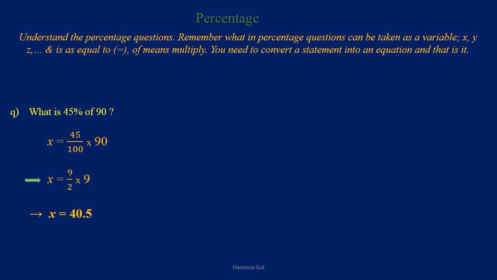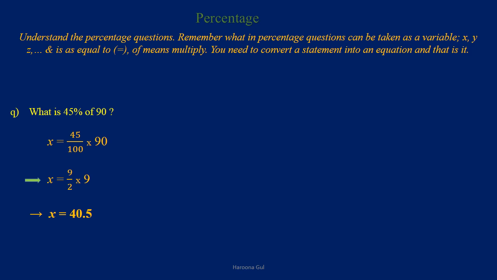Of 90, of means you're supposed to write a multiplication sign, and 90 is the value, right? So x is equal to, when we simplify it, 9 by 2 into 9, and our answer is 40.5. This means that 45% of 90 is 40.5, right?